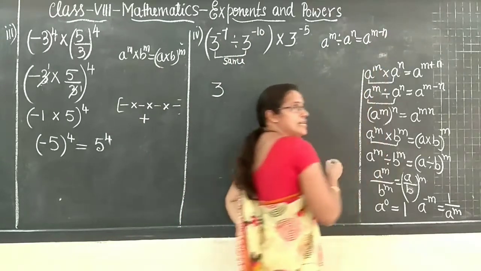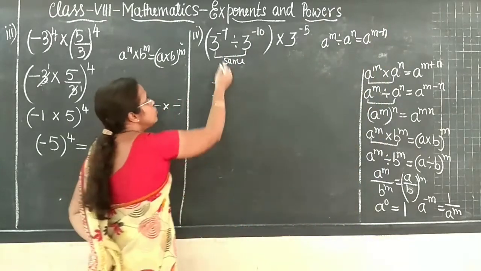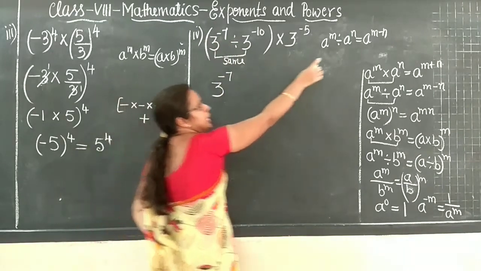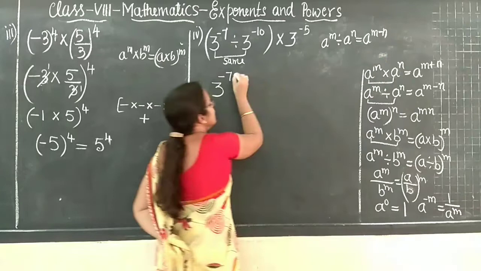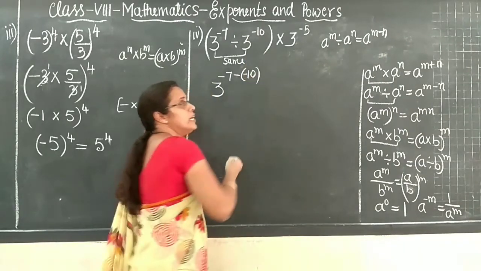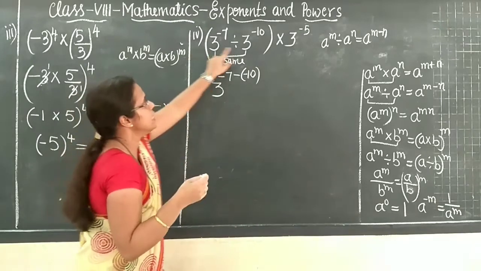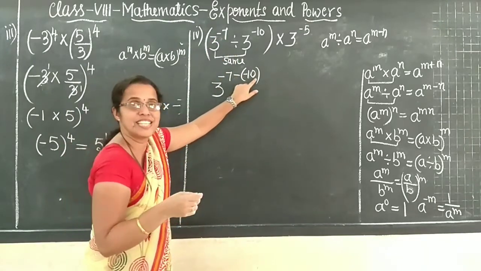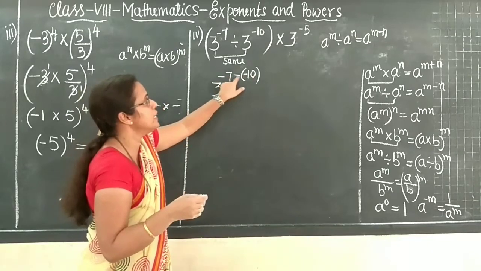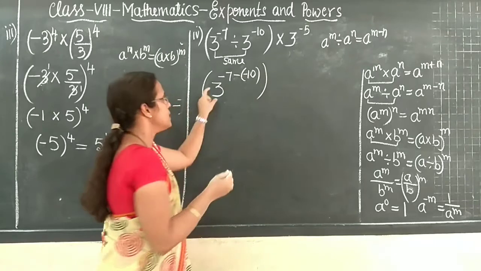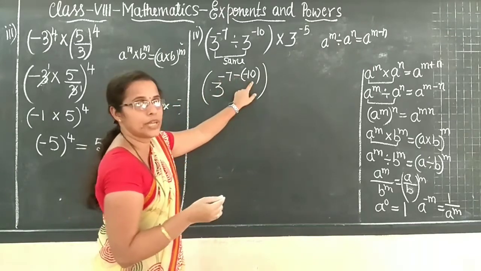Powers you have to subtract. Got it? So what is the power here? Minus 7. Middle sign is subtract. Okay, this is also minus. Be careful children. Okay, so base is 3. Minus 7 minus of minus 10. Minus 7 minus of minus 10 can be written like this. See, when the bases are same, powers you have to subtract.